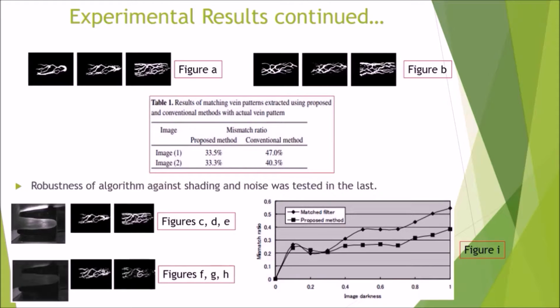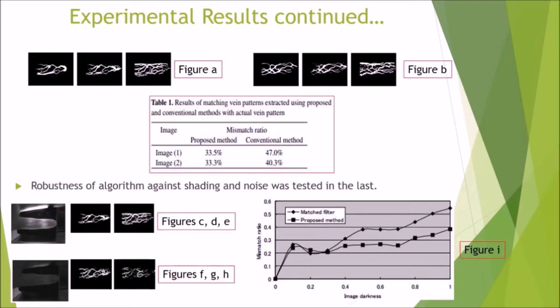As shown in figure F, the image extracted using the proposed method was clearer than that extracted using the conventional method. Figure I shows the relationship between the mismatch ratio and the image darkness. As the captured image became darker, the mismatch ratio increased for both methods. The maximum value for the proposed method was 39%, 13% less than the 52% obtained for the conventional method. Our method is thus more robust against LED light intensity fluctuation.